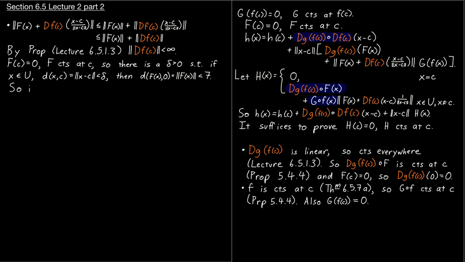So the conclusion is that if x is in the ball centered at c of radius delta, also in U, and is not c, then this thing, the horrible thing in the norm, that is less than or equal to 7 plus the norm of df of c, whatever finite number that happens to be.